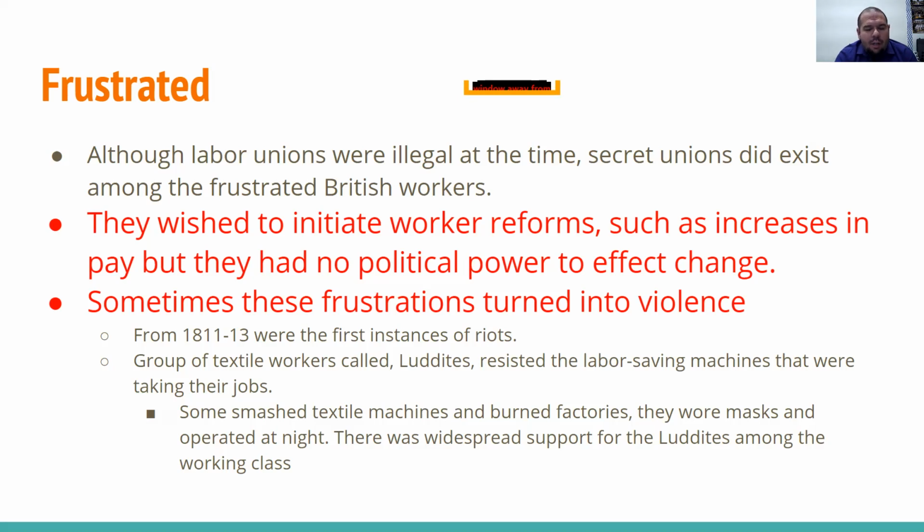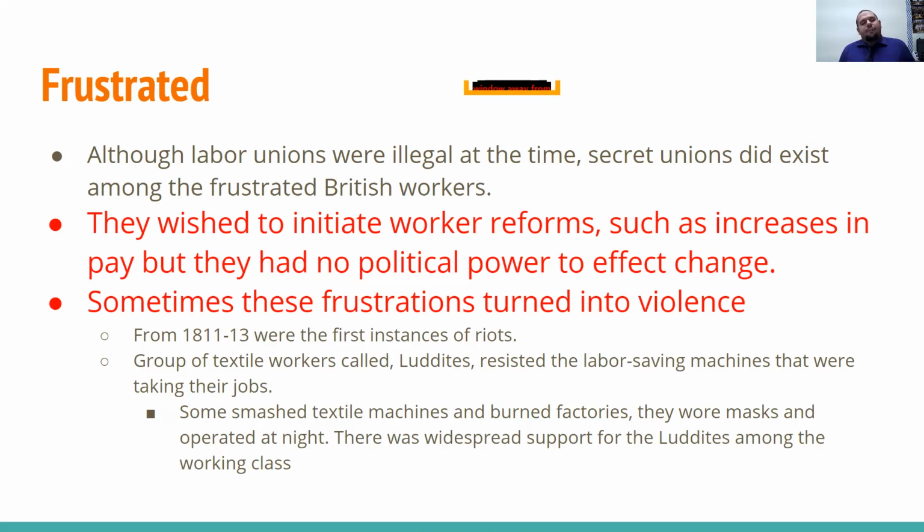Okay. So when we talk about other countries and their rise and then their working class struggles, here we go. So they wished to initiate worker reforms, such as, give me more money for my work, but they had no political power to effect change. And sometimes these frustrations are going to turn into violence.